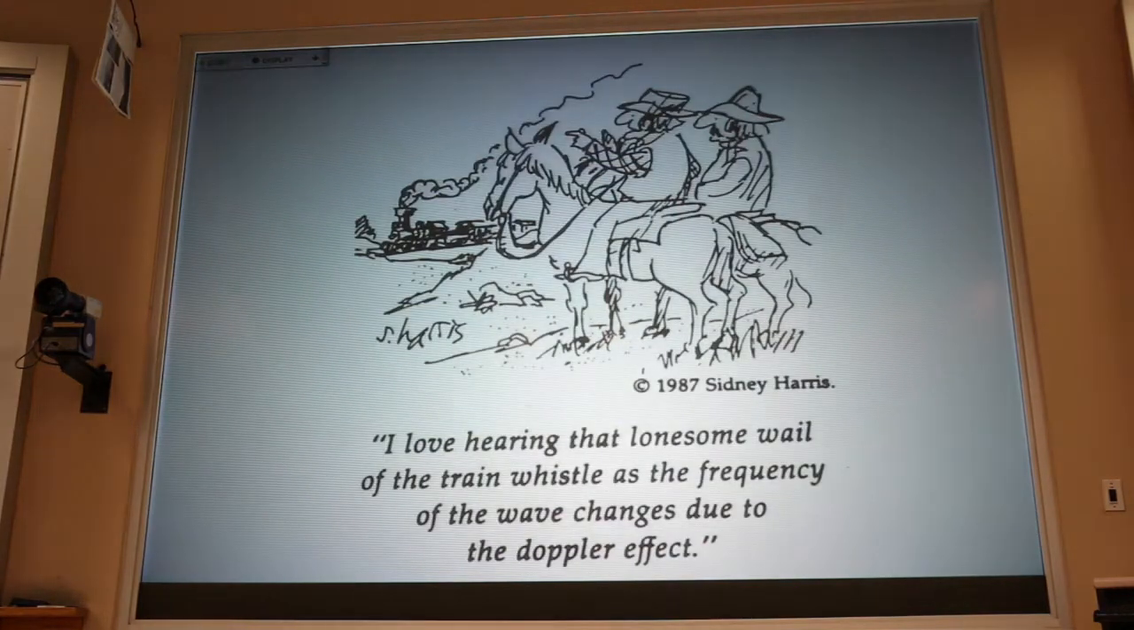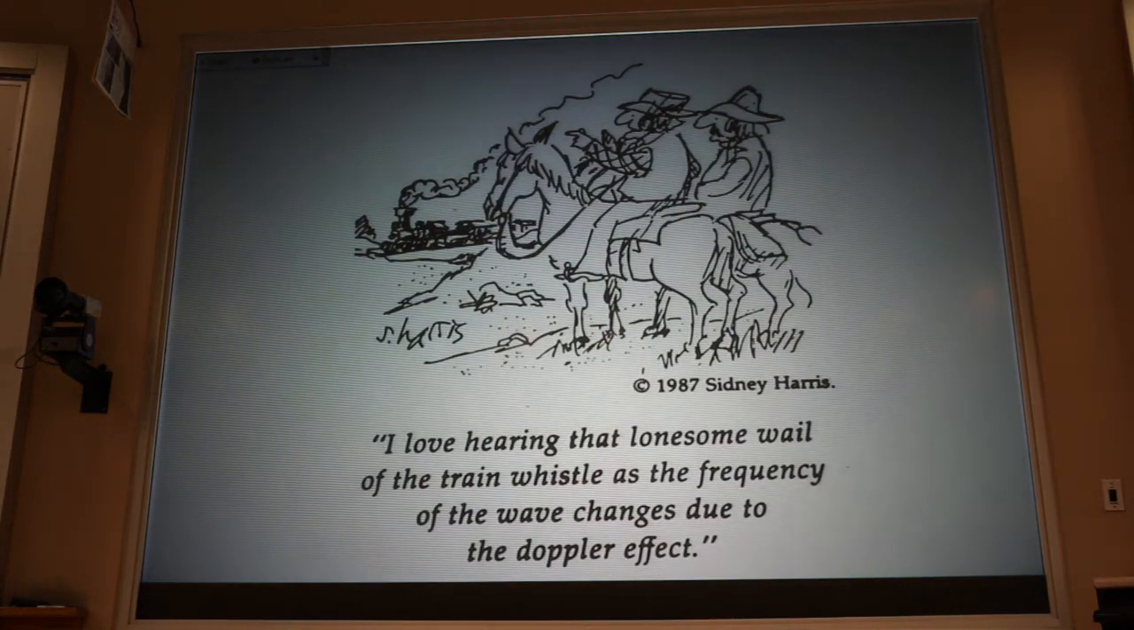I love this cartoon. I love hearing that lonesome wail of the train whistle as the frequency of the wave changes due to the Doppler effect. That's what those cowboys are saying out there. Let's rob that train.